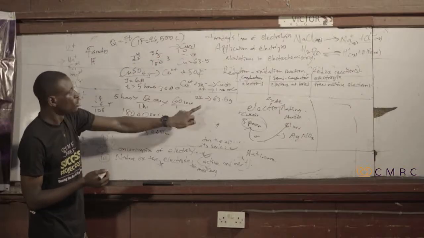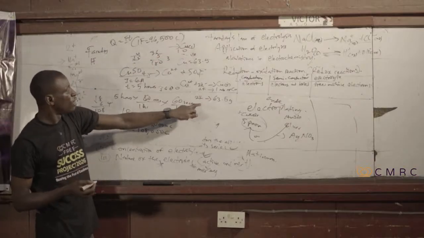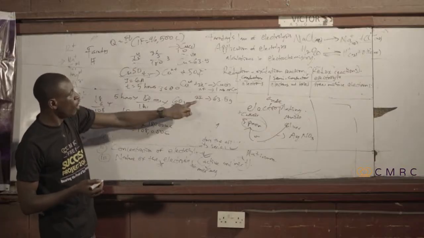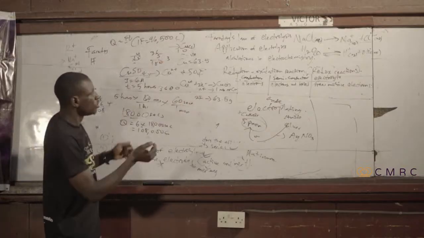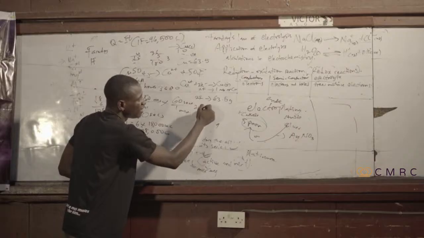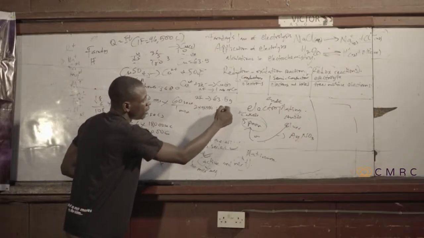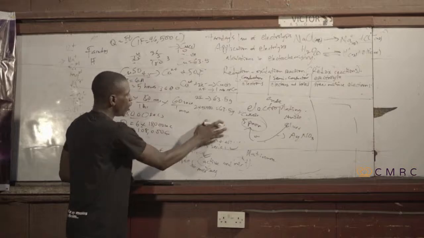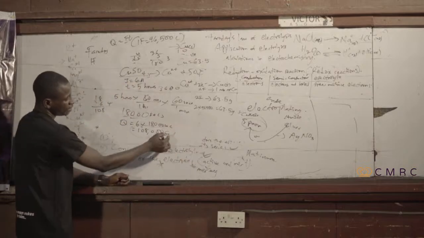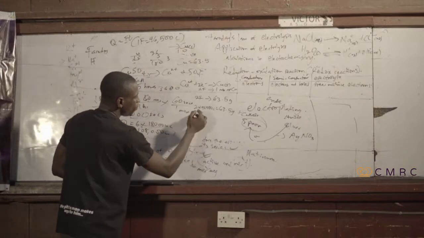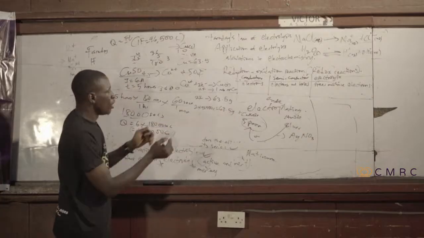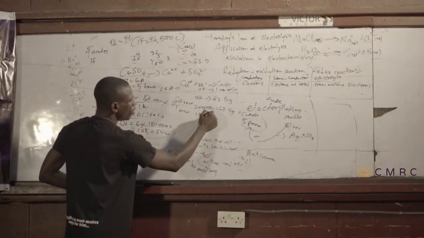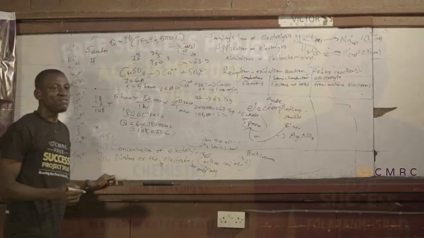Now, 1 Faraday equals 96,500 coulombs. So change this to coulombs. What will be 2 Faradays? Multiply by 2. So 2 times 96,500 coulombs equals 63.5 grams. Now, what is the quantity of electricity that we calculated here? 108,000. So if 2 times 96,500 will give us 63.5, what will 108,000 coulombs give us? Equals x.